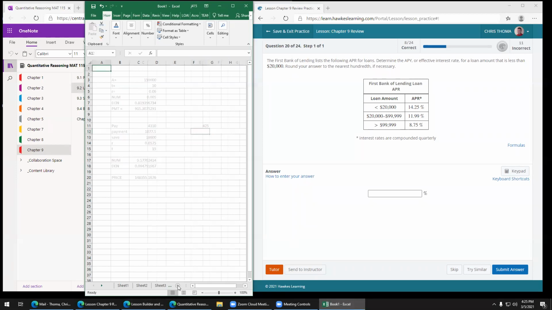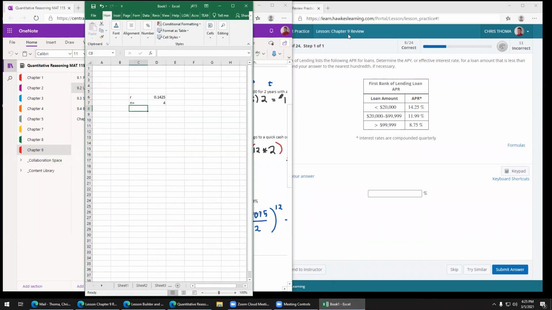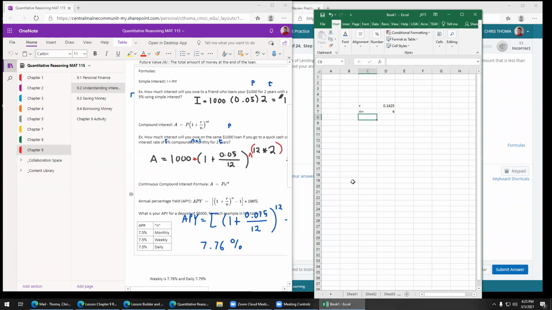So we're going to do tab just so we don't confuse our numbers here. So we know our rate is 0.1425. It is quarterly, so N equals 4, because there's 4 quarters in a year. And I don't think we need the 20,000. So we'll bring back up our Excel. We need to see the formula only has R and N's in it. So we're trying to find our annual percentage yield.